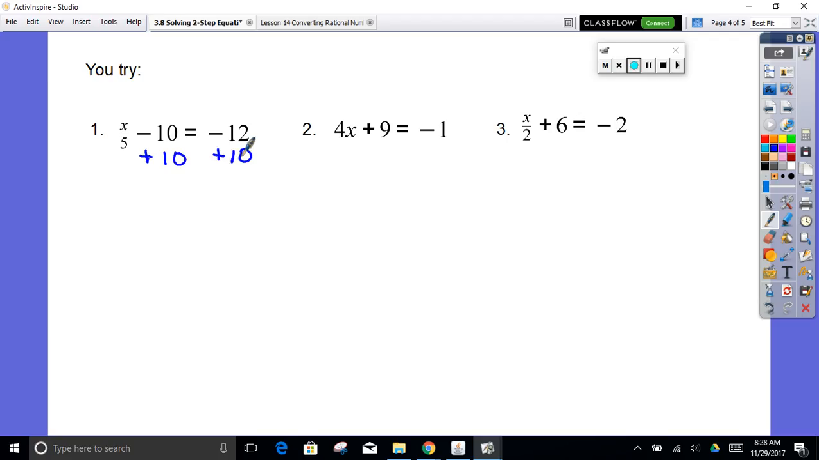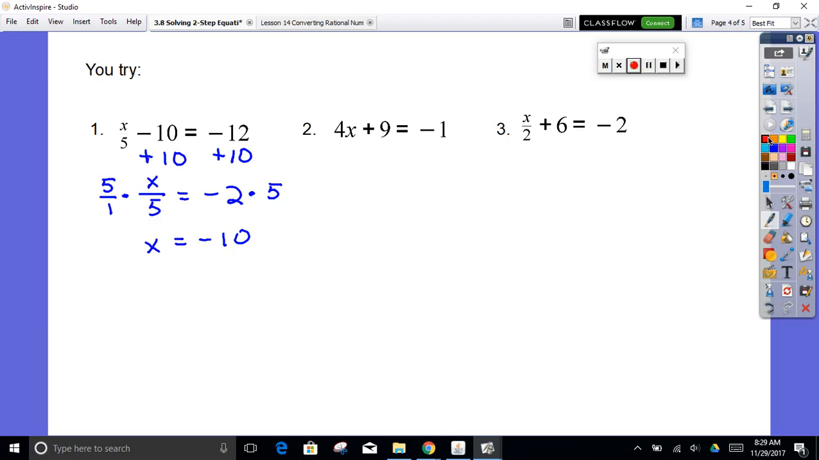And what do we end up with? X over 5 equals -2. Good. Now what do we do? We multiply x over 5 by 5 over 1 and we get x. And then we get the constant on the other side. Okay. Very good. Any questions about that one? Okay, number 2, Eli.